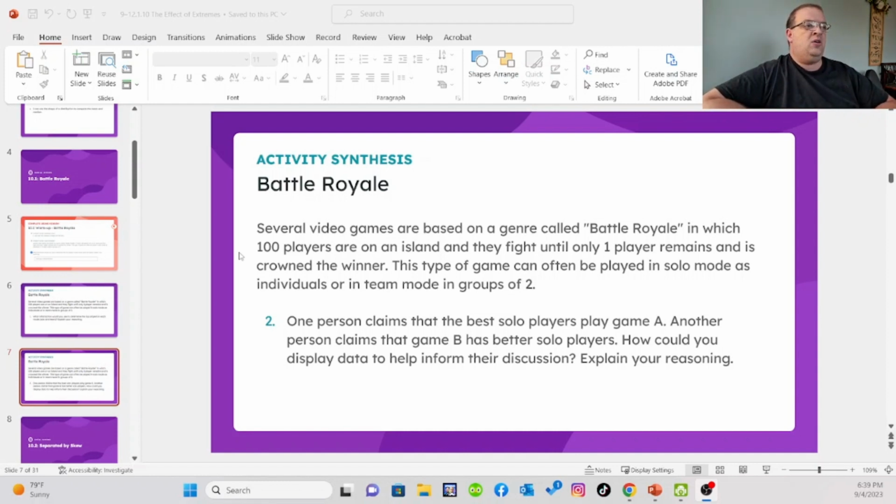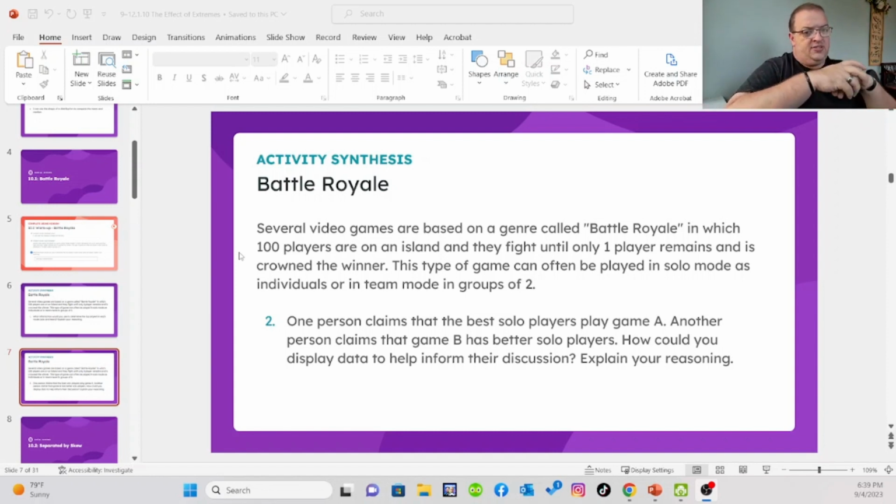So think about what stats you and your group decided were the most important, and then think about how you could display those stats for two different games in order to compare them and decide which game had better solo players. Okay, so they're giving us a 10-minute time limit.